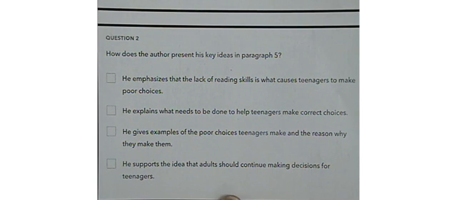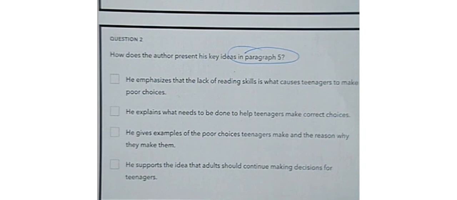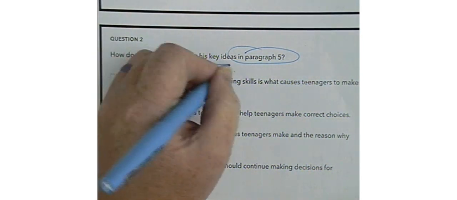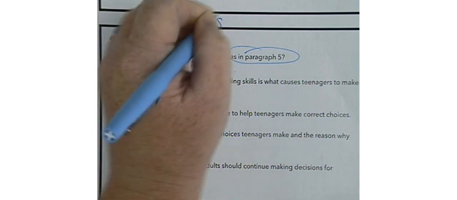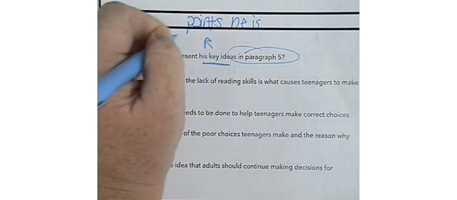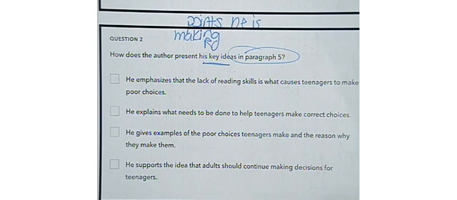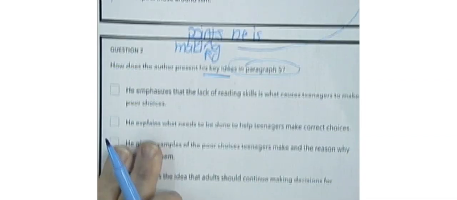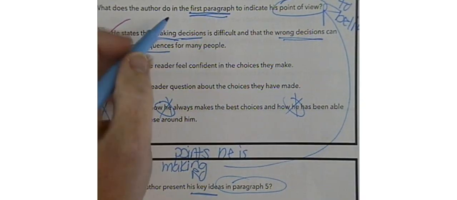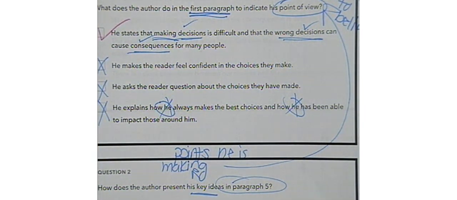All right, number 2. How does the author present key ideas in paragraph 5? To answer this, you should have gone to paragraph 5. Key ideas go back to the points he is making, which should connect all the way back to the claim. And we know that we are looking for decision making, decisions, and consequences. Those are our keywords.